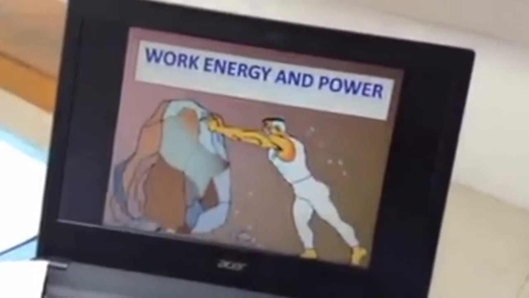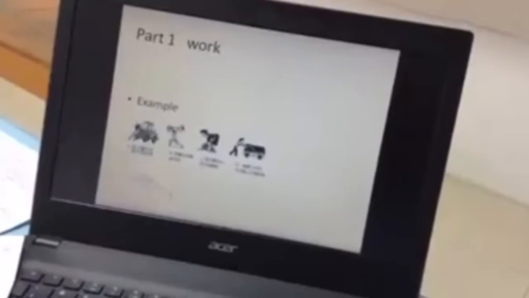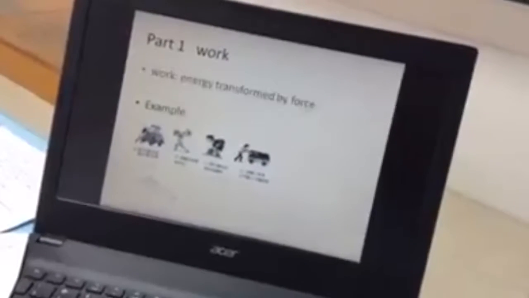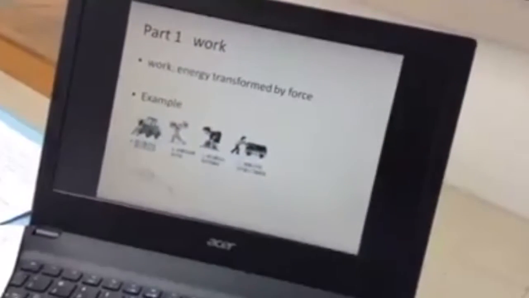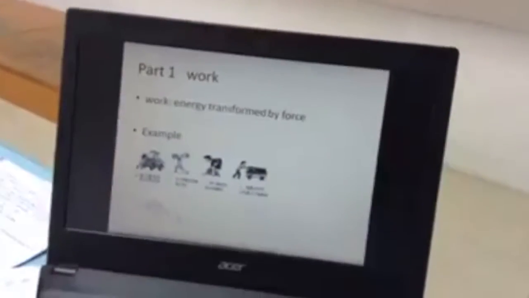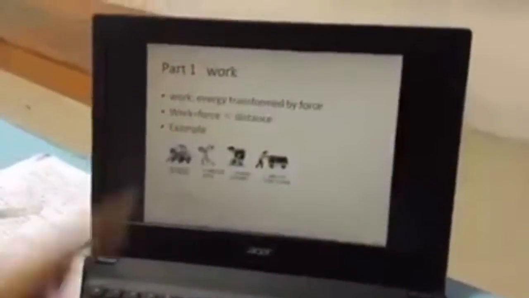Work. What does work mean? Work is when you do something. Every day you go to work, you make a living. But in physics, work is energy transformed by force. It's from Wikipedia. I just want to be sure that it's correct. And this formula is really important: work equals force times distance.